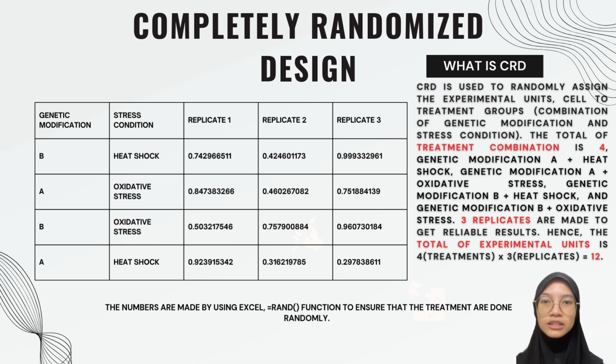So how do we get the numbers on the table? After exposing the experimental units to the treatments, protein expression is measured. The numbers are made by using the Excel random function to ensure that the treatments are done randomly.